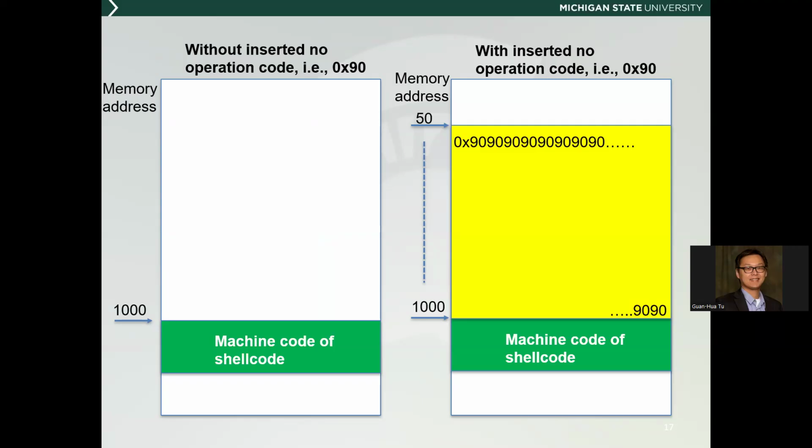So then if our guess is not at the beginning of our shell code, but somewhere in the middle, it doesn't matter. It eventually will lead to our shell code. So by adding a lot of no operations in our shell code, we can increase the possibility of getting the correct memory address storing our machine code.